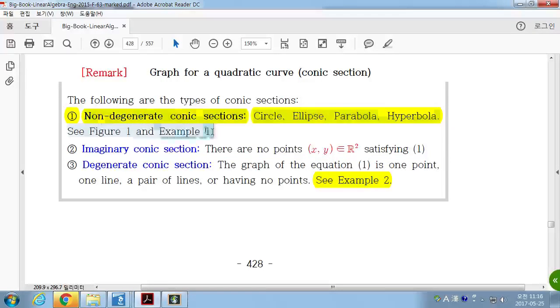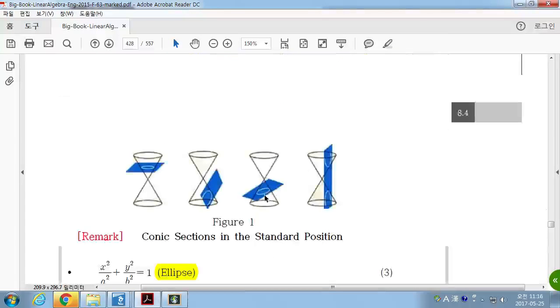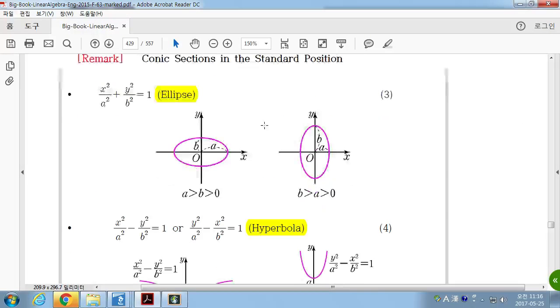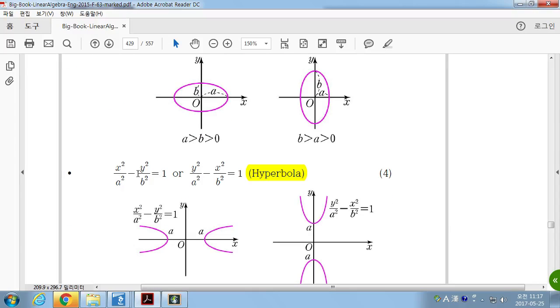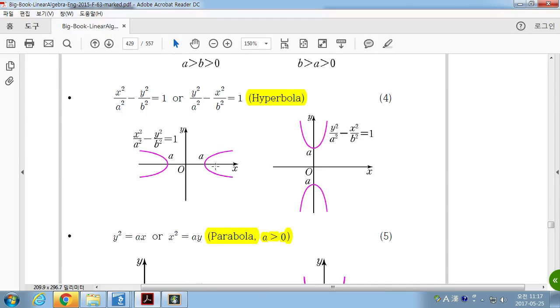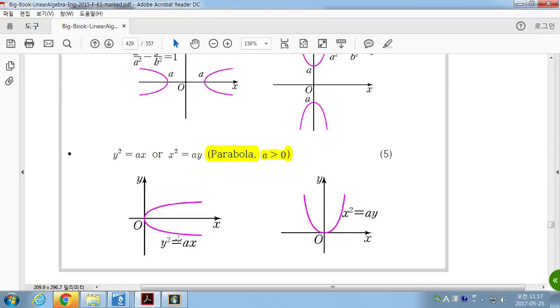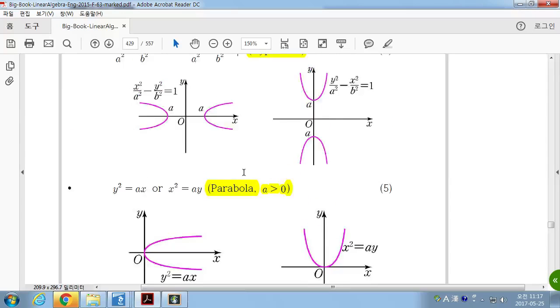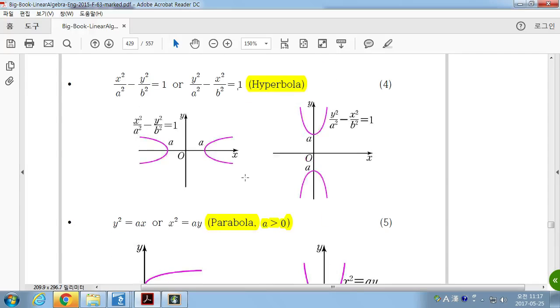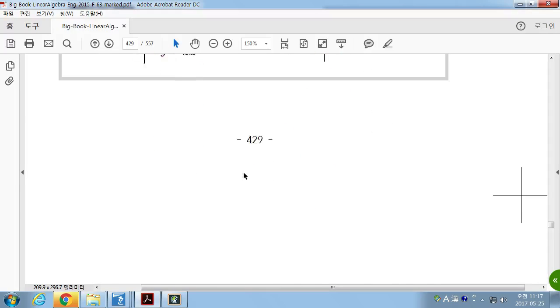Now, the most important part is the non-degenerate conic section case: circle, ellipse, parabola, and hyperbola, as you see here. These are the examples. An ellipse has this standard form. A hyperbola has this standard form, with a minus sign between the terms, or plus or minus. And a parabola looks like this: y squared is equal to ax, or x squared is equal to ay. And these are the parabolas. So we will concentrate our study on this, relating to the eigenvalues of the matrix in the quadratic form.